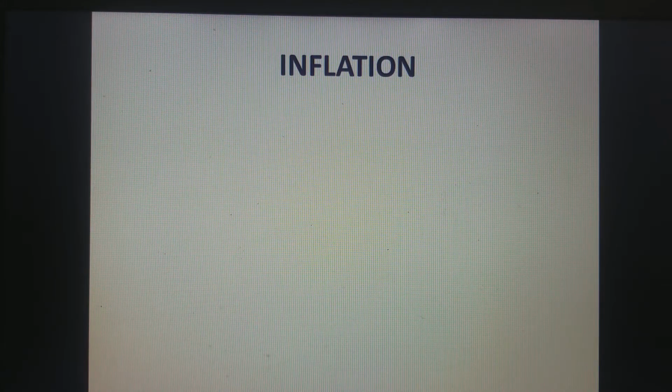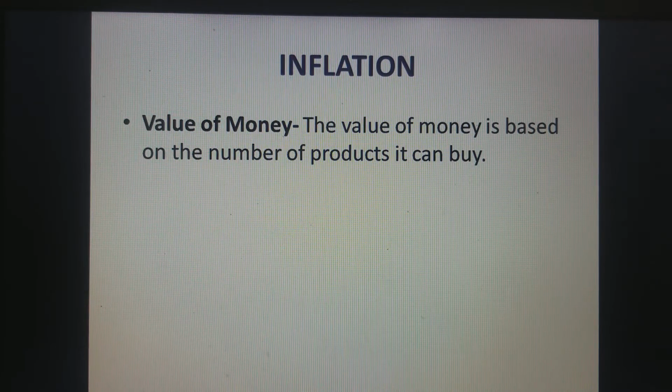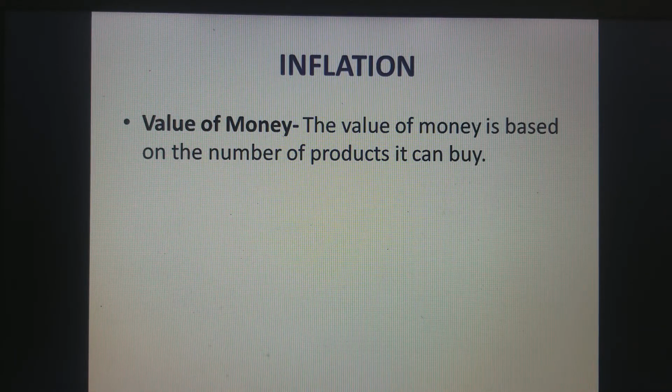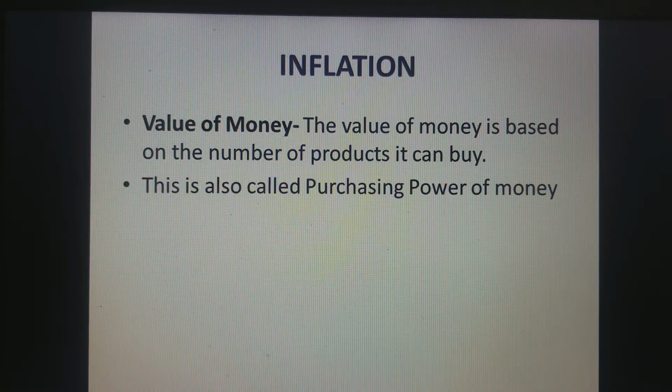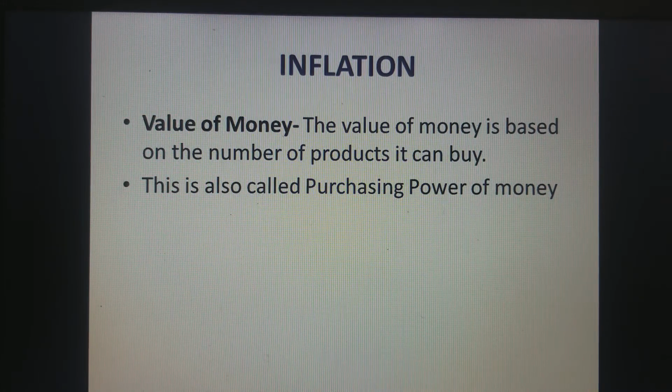Now let us look at inflation. The value of money is based on the number of products it can buy. So when we say that money is important or money is valuable, it means that it has the ability to buy goods and services, or what we call purchasing power. Money has a purchasing power based on what it can buy.